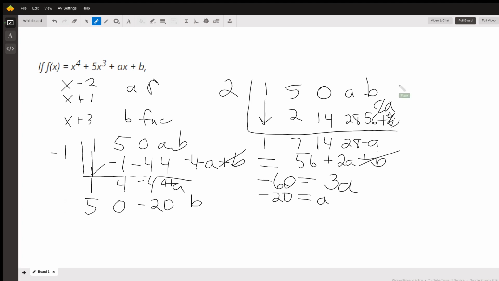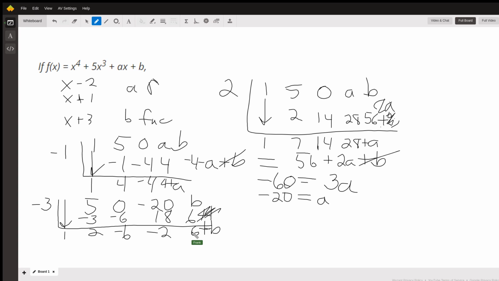And then if x plus 3 equals 0, x equals minus 3. So here's my minus 3. And then I'll carry down the 1. Negative 3 times 1 is negative 3. 5 minus 3 is 2. Negative 3 times 2 is negative 6. Negative 6 plus 0 is negative 6. Negative 3 times negative 6 is positive 18. Negative 20 plus 18 is negative 2. Negative 3 times negative 2 is 6, plus b. The remainder is 6 plus b.